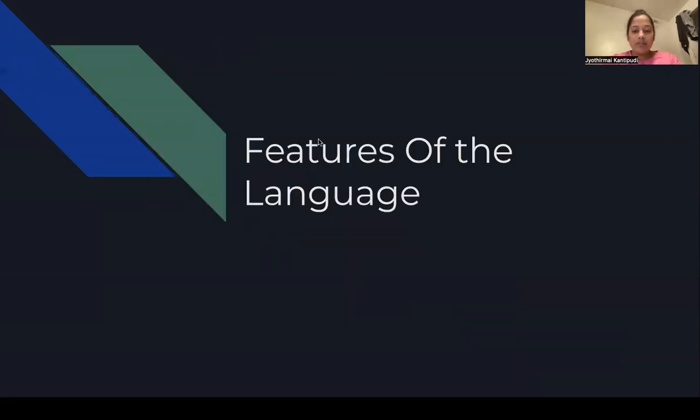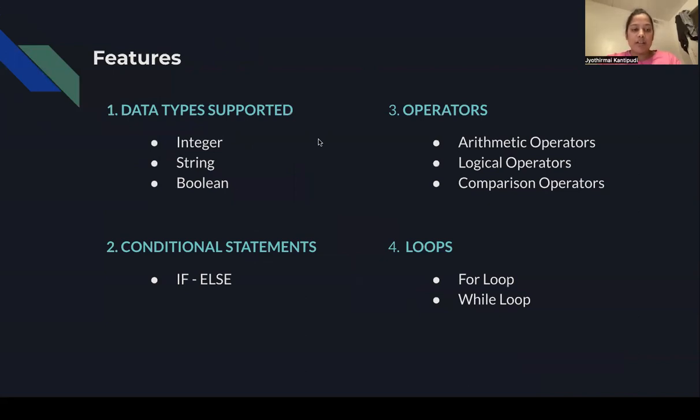The language we've developed supports three fundamental data types, including integers, strings, and Boolean values. The integer data type can represent whole numbers, whereas the string data type can store text data. The Boolean data type, on the other hand, can represent true or false values. One of the significant features of the language is its support for conditional statements using the if-else structure. The if-else structure is highly useful in creating branching logic in a program.